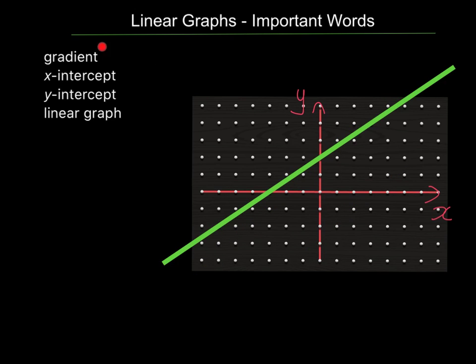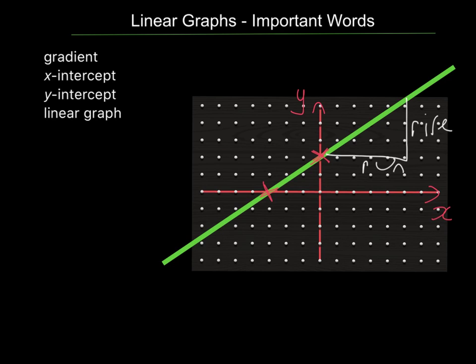The gradient of a graph determines how steep the graph is, and we work that out by doing rise over run. So we make a triangle, we find out what the rise is, what the run is, and we divide rise divided by run, and that gives us the gradient. The x-intercept is where the graph crosses the x-axis, just here. The y-intercept is where it crosses the y-axis, just here. So intercepts are where something crosses.